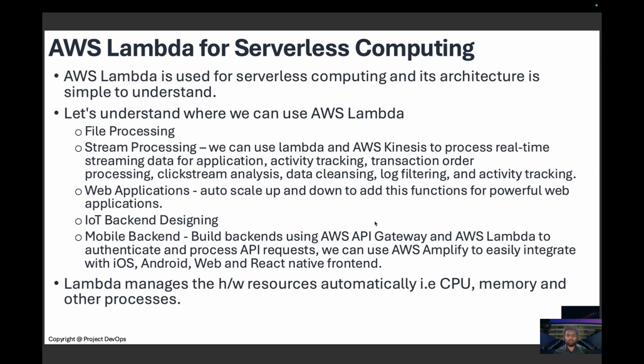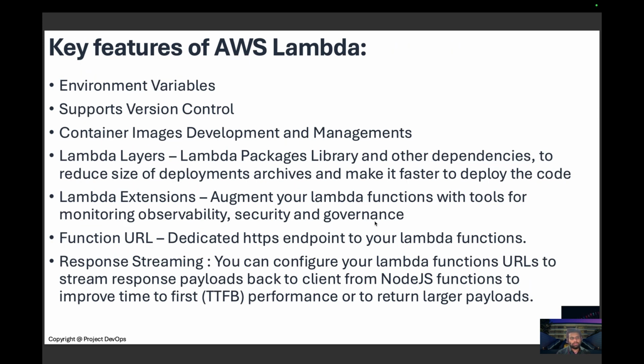So this is the explanation of what serverless computing is and how to create a simple Lambda function in AWS. Lambda manages the hardware resources automatically, like CPU, memory, and other processes as well. That is the architecture of serverless computing. So, key features of AWS Lambda.